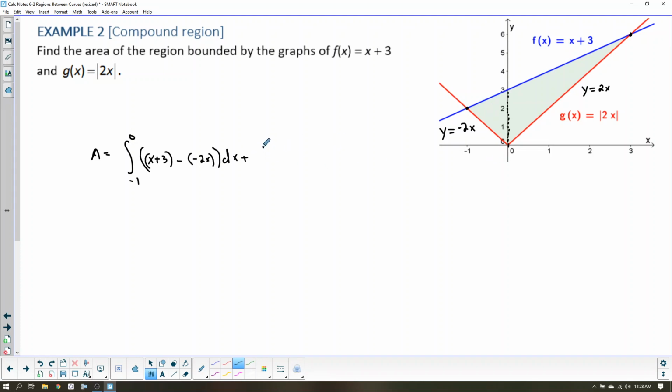Okay, so then move on to the second one. That one will be from 0. We start slicing here, and we slice all the way up until we get to x equals 3. And the upper function is still x plus 3. The lower function is now just 2x.